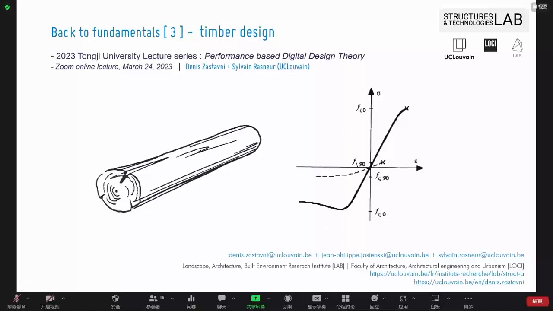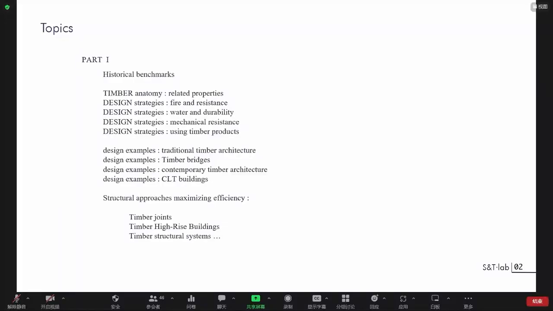As I mentioned, timber has a quite uncommon behavior, and we'll see that it has very specific characteristics compared to other kinds of structure. The topic today will first be a look at historical benchmarks, since in all countries in Europe it is very important to understand what has been done before and where we are coming from, to decide where we want to go from there. Then we will look at several topics: timber anatomy and the related properties, the strategy for design considering fire and the resistance of timber against it, strategies of design about water and durability of construction, then design strategy according to mechanical resistance, and then design strategy about using timber products.